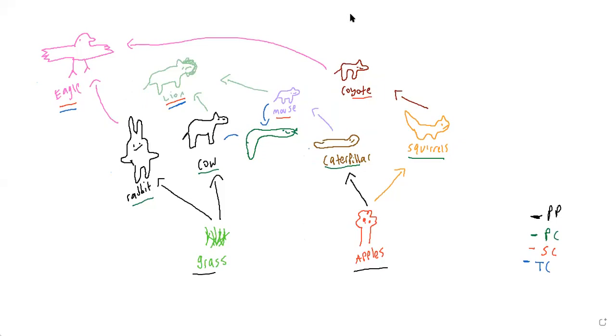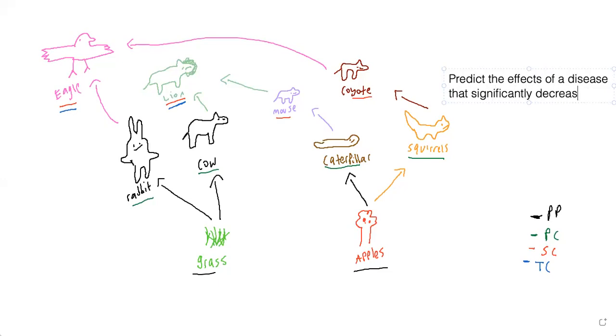All right. So snake goes away now. Bye, snake. All right, so let's say what's going to happen, which of these would be in effect? So let me go ahead and do the text box here. Let me move the text box a bit. So predict the effects of a disease that significantly decreases the apple population.